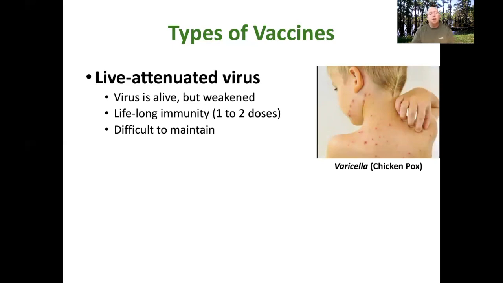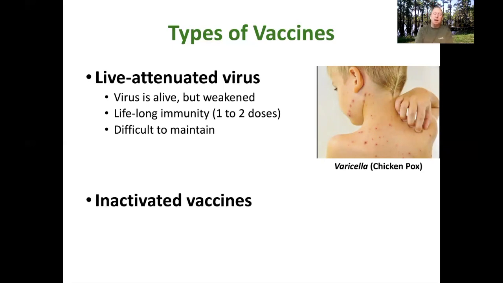One example of a live attenuated virus that we oftentimes give to children here in the US is the varicella vaccine or the chickenpox vaccine. You get 1 to 2 doses as a child, you get the weakened virus. It's oftentimes so weak you don't even show the symptoms of the chickenpox. And then you're also protected from shingles down the line due to this weakened strain of the virus.